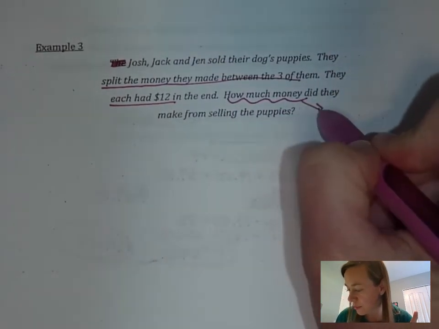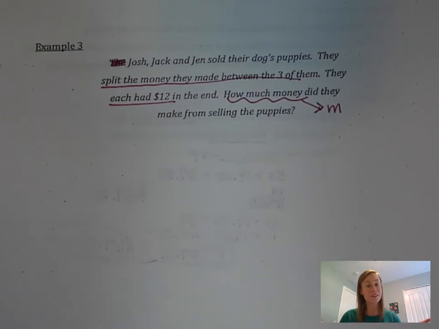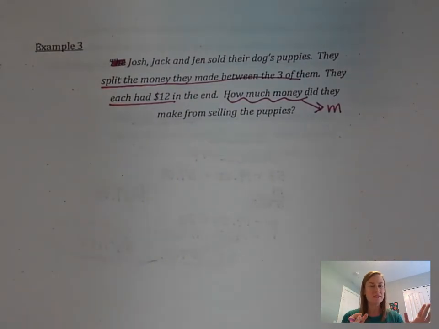So since we're talking about money, let's use an M. Now, if you wanted to use an X or a Y, that's perfectly fine. I'm just using an M because I feel like it. They sold a bunch of puppies, and then they split the money 3 ways, and in the end, they had $12. If you're splitting something 3 ways, like a pizza, you're going to divide it into thirds, right? Same thing with money. If you had $60 and you needed to split it 3 ways, you'd divide it by 3 and each person would get $20.